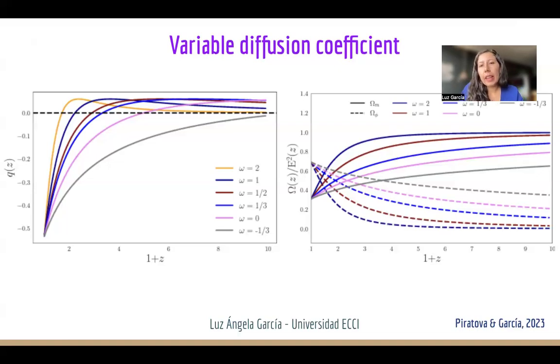On the right-hand side, I'm showing a plot of the evolution of the energy fractions. The matter component is in solid lines, and the dashed lines correspond to the diffusion term, which in this case is represented by the scalar field phi.